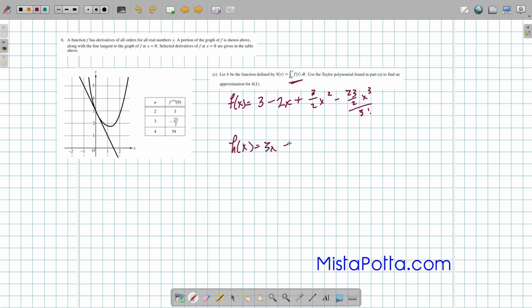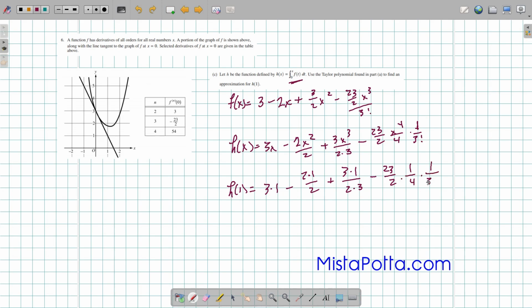So that would be 3x minus 2x squared over 2 plus 3x cubed over 2 times 3 minus 23 halves x to the 4th over 4 times 1 over 3 factorial. And now I want to evaluate this at 1. So it's going to be 3 times 1 minus 2 times 1 over 2 plus 3 times 1 over 2 times 3 minus 23 halves times 1 over 4 times 1 over 3 factorial. Perfectly legitimate answer. All I'm doing is substituting x equals 1. So that makes my life fairly easy. That's part C.